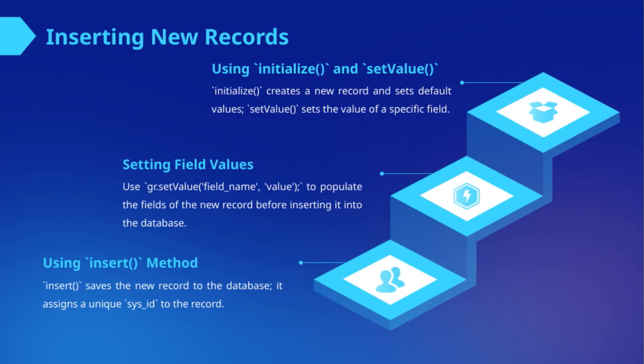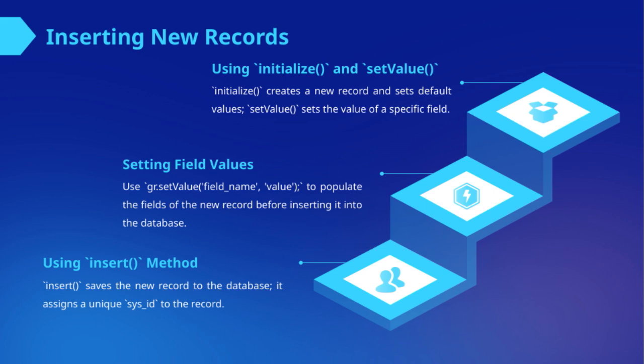The first step involves using the initialize method. This creates a brand new record and also sets some default values automatically, which helps streamline the process. Once we have our new record, we need to set specific values for its fields. That's where setValue comes in. With setValue, we can assign a particular value to a specific field, customizing our record as needed.